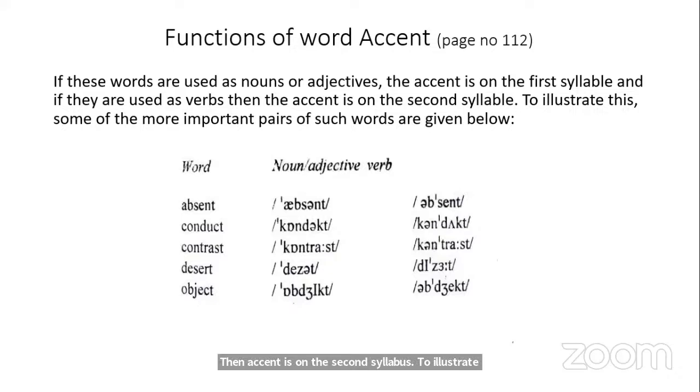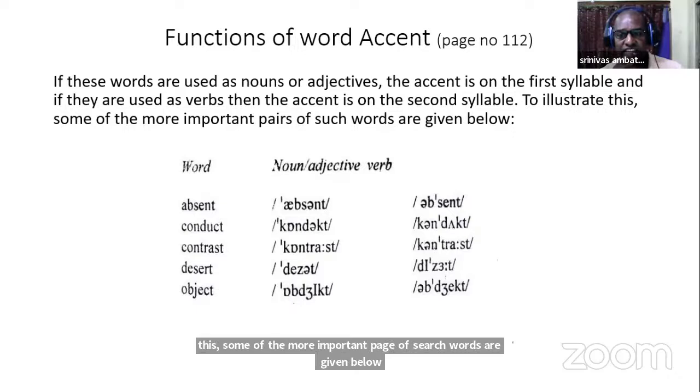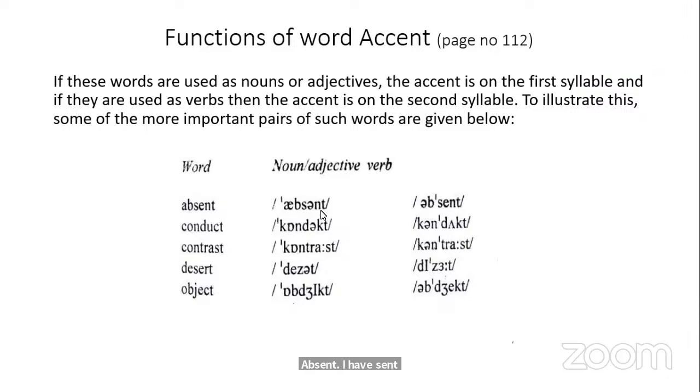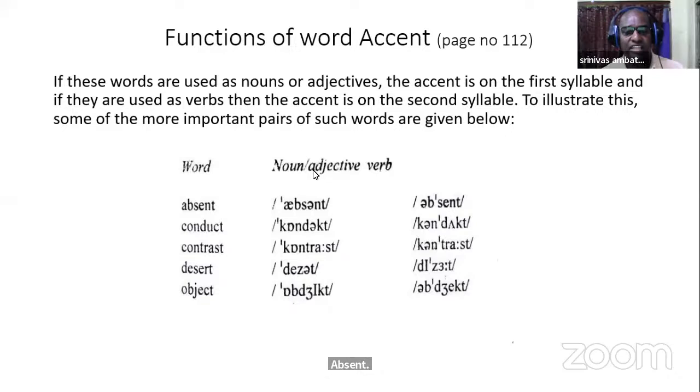So what do you understand? The stress changes when it is a verb or a noun or adjective. Are you getting me? So let us check. First one, absent. Conduct. The stress is on the first syllable. Absent means here it is. Conduct, it is noun or adjective. Desert. Absent. Object. Okay. No one should be absent.